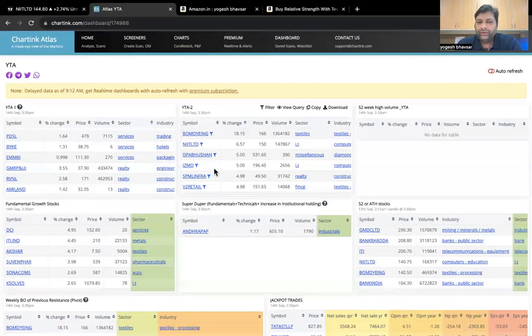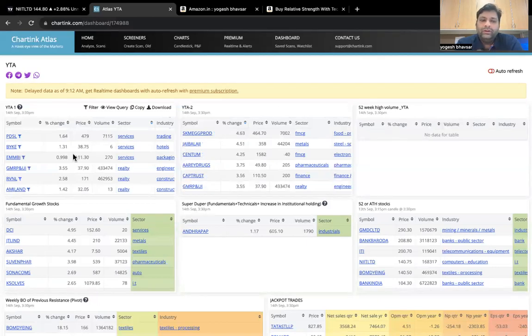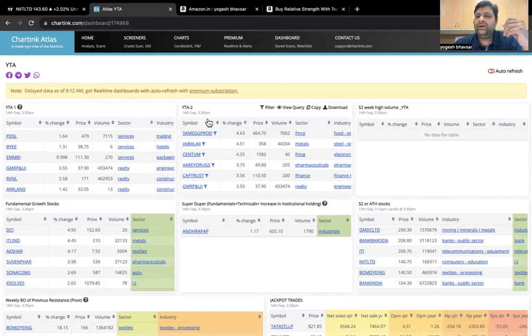That's how I come to know what kind of stocks to look for. A lot of times, there are the same stocks on YTA1 and YTA2. So I come to know that that's the stock I need to give more importance. A couple of stocks, maybe once or twice in a month, will be common in YTA1 and YTA2. So I give much more preference to those kinds of stocks.